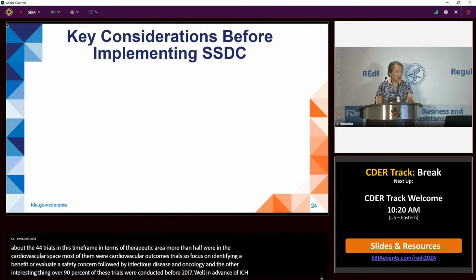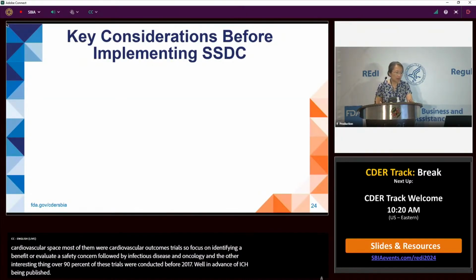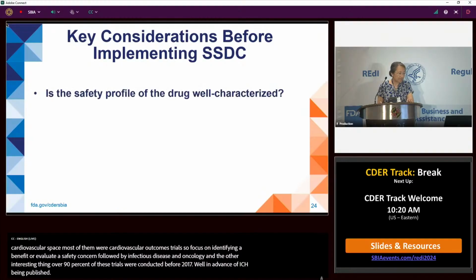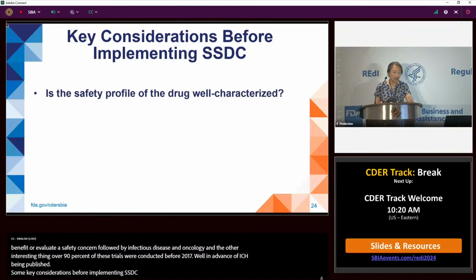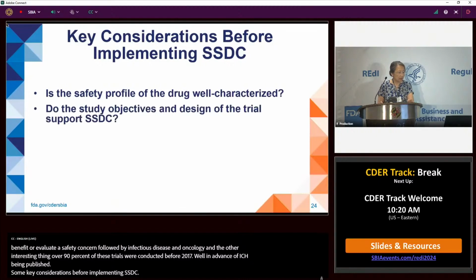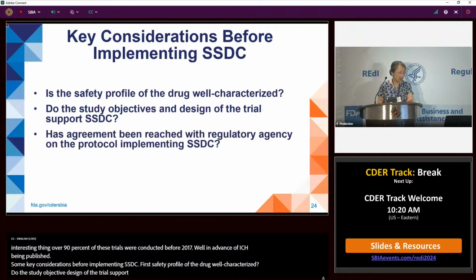So some key considerations before implementing selective safety data collection. First, is the safety profile of the drug well characterized? Do the study objectives and design of the trial support selective safety data collection? And then finally, has agreement been reached with the regulatory agency on the protocol implementing selective safety data collection?